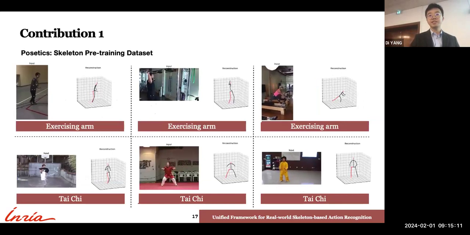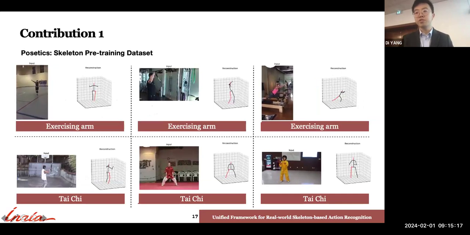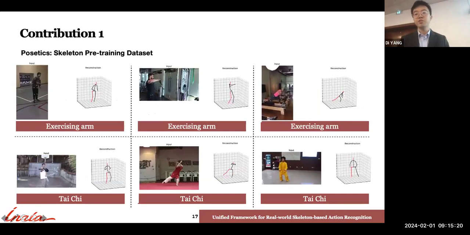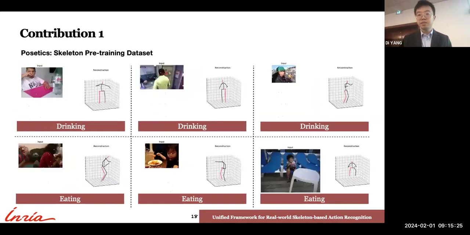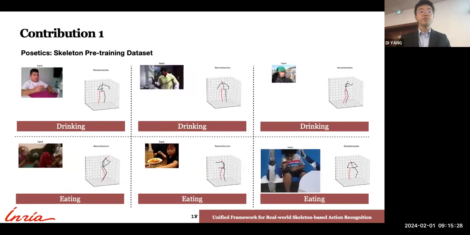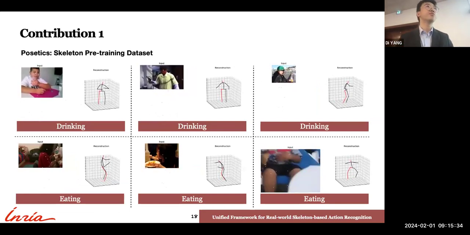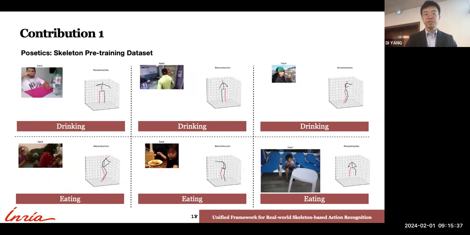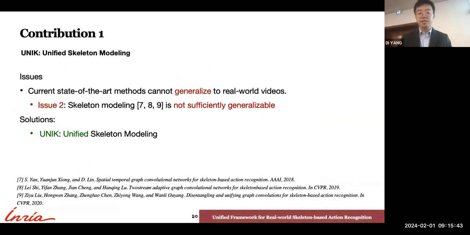So we call this collected dataset Posetics. The Posetics dataset contains 142,000 real-world videos with their corresponding 2D and 3D skeletons. All the frames are filtered from Kinetics to ensure that at least one person is detected. And subsequently, with this created dataset, we can explore how to learn skeleton-based action representation.